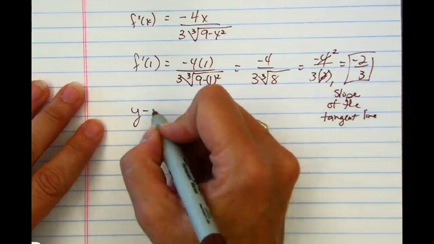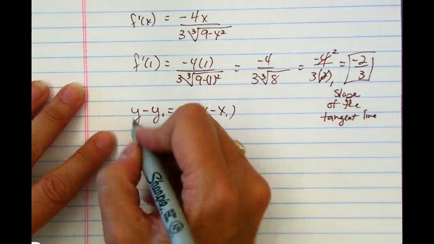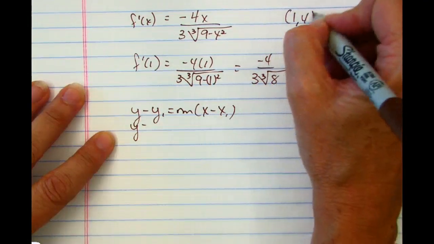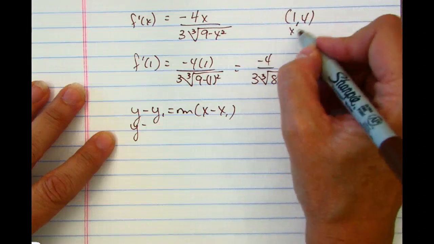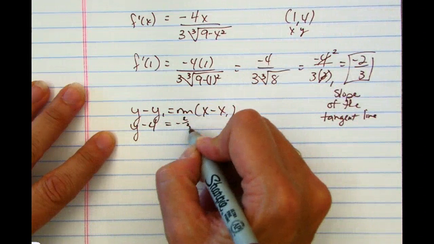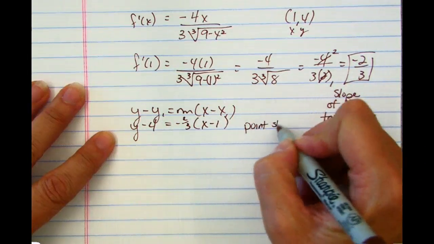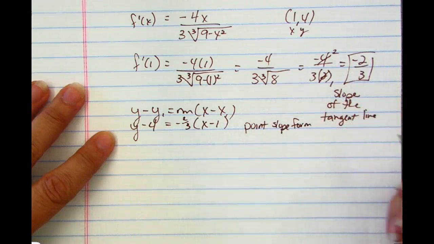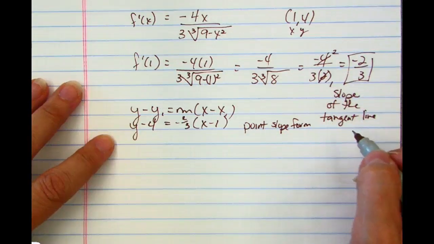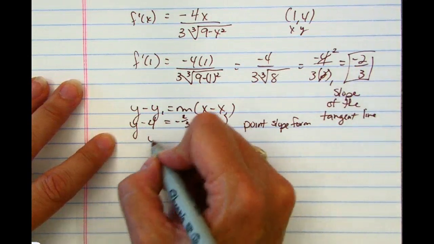So y minus y1 equals the slope times x minus x1. What do I need? I need a point. Well, my point was (1, 4). So y minus 4 equals the slope, negative 2/3, times x minus 1. This is point-slope form. But let's say on the AP test, they ask you this question and the answers are only in slope-intercept form, so that's y equals mx plus b.